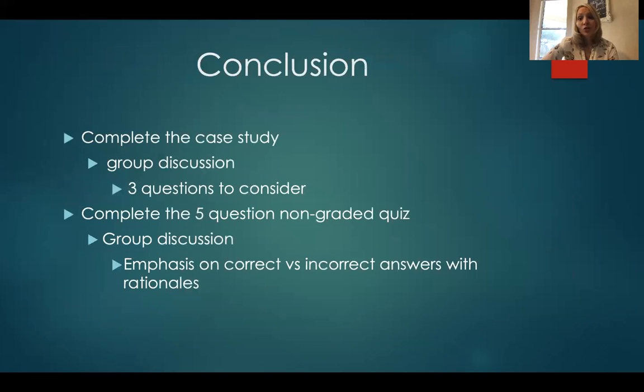So in conclusion, now I'm going to have the class, the bachelor nursing students, complete a case study. Then we're going to do a group discussion, and then we're going to have 3 questions to consider, which we will go over together in class. Then we're going to complete a 5-question non-graded quiz. There will be a group discussion of this quiz as well. There's going to be an emphasis on the correct versus the incorrect answers with the rationales.